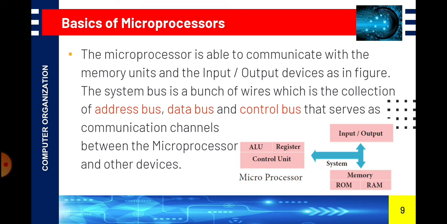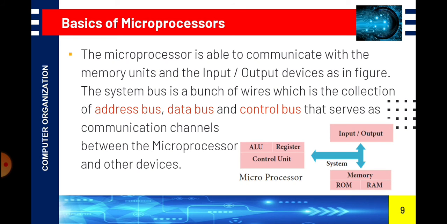So what does bus mean? A bunch of wires. The system bus is a bunch of wires, which is the collection of the address bus, data bus and control bus, that serves as communication channels. Why do we need a bus? It is used for communication. We can transfer data from one device to another device. So these buses are used for communication between the microprocessor and other devices.